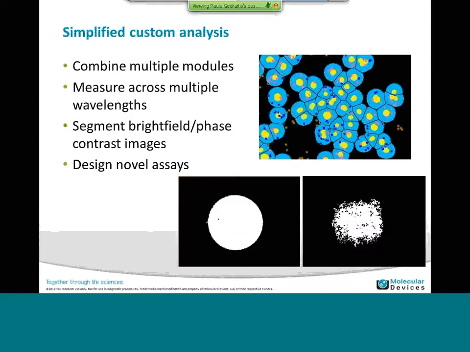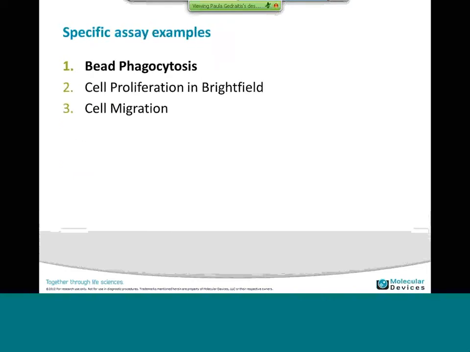So I'm going to show you some examples of these live in the software today so you can see exactly how quick and easy it is to set up a custom analysis. So I have 3 examples that I'm going to go through. One is a bead phagocytosis assay, and then also a bright field cell proliferation assay and a cell migration assay. So we're going to go ahead and start with the bead phagocytosis assay.